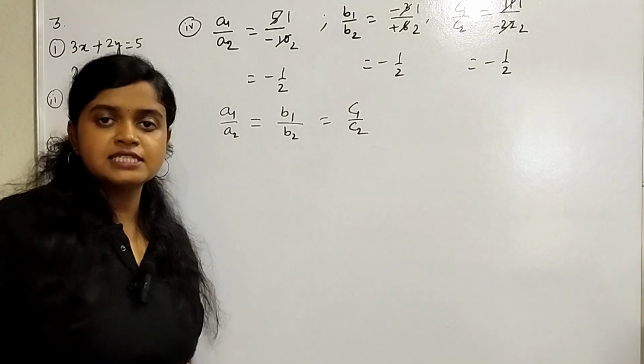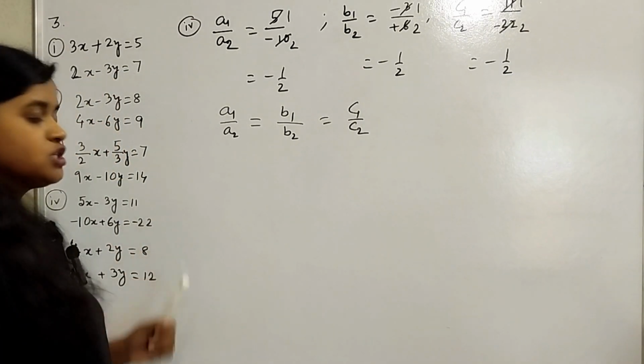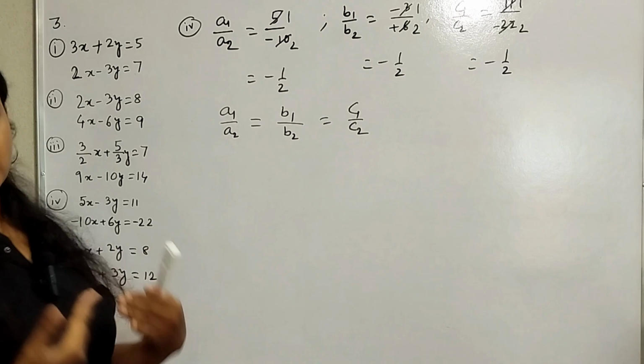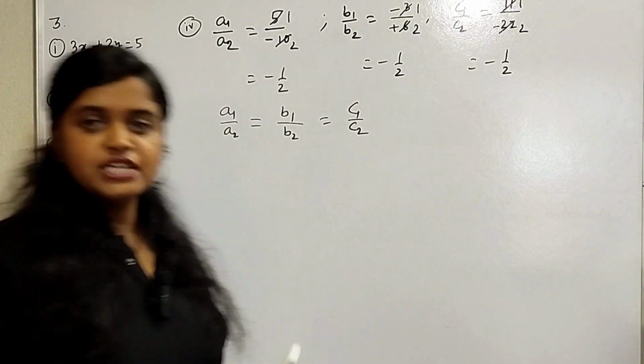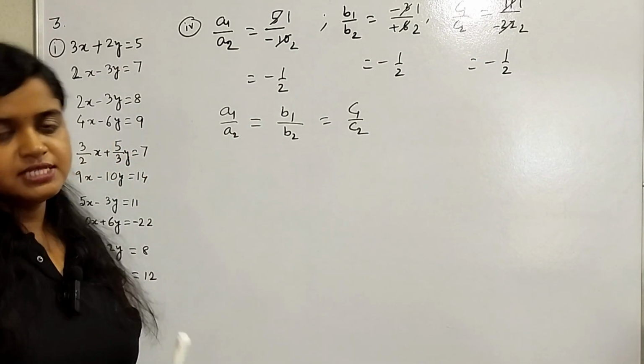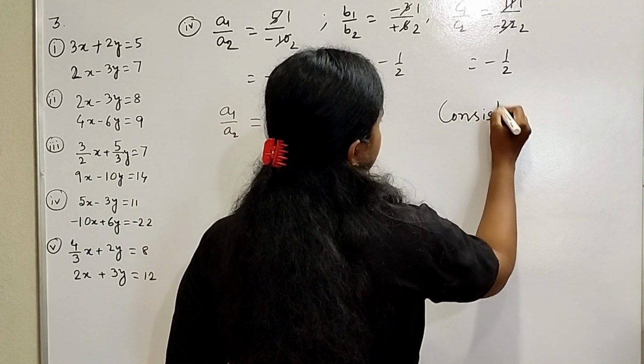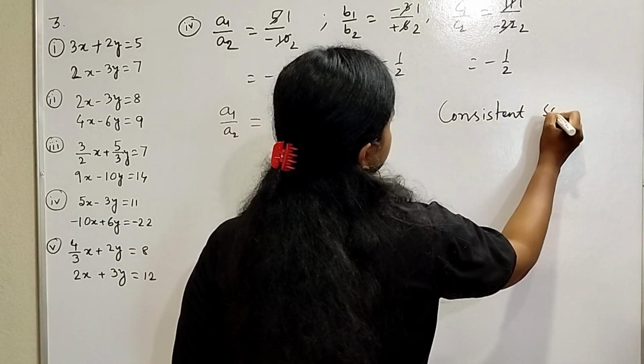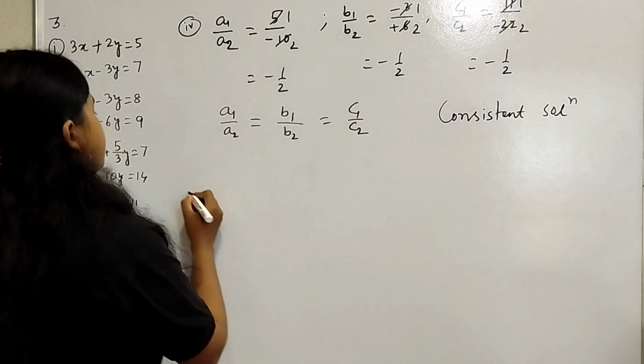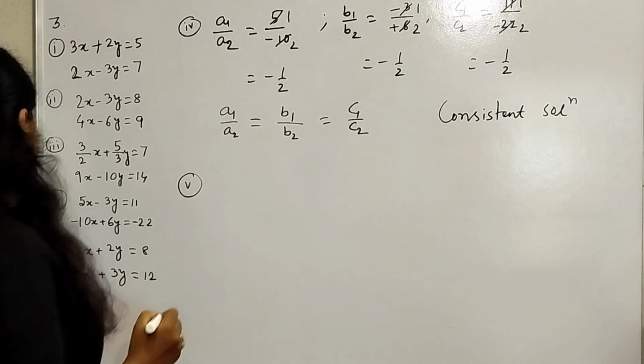That means this pair of linear equations represents coincident lines. That means they have many solutions, and many solutions means this is consistent. So this is a consistent solution. Next, question number 5.